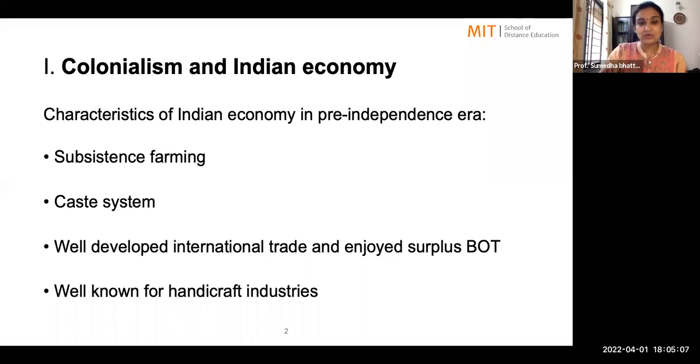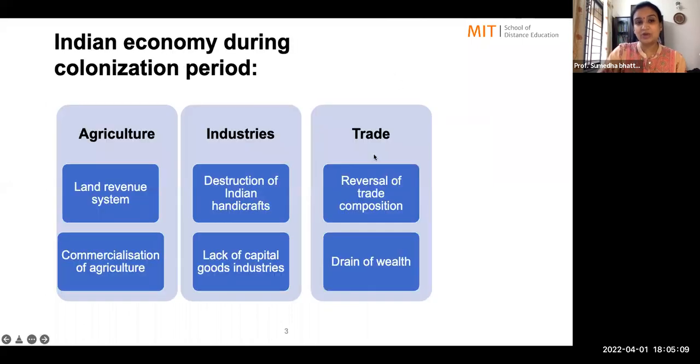Now let us see what were the features, what were the policies that were adopted by the Britishers which led to systematic destruction of the Indian economy.